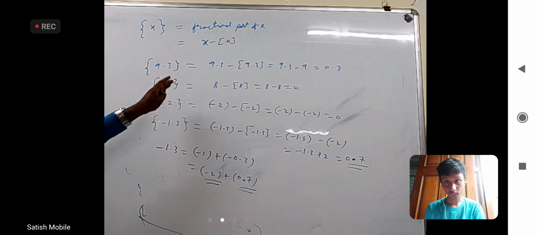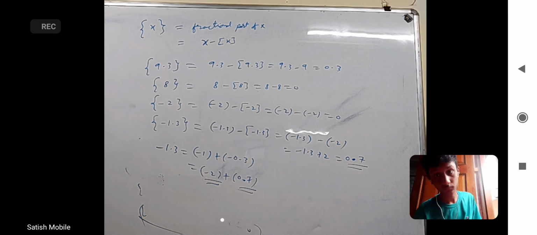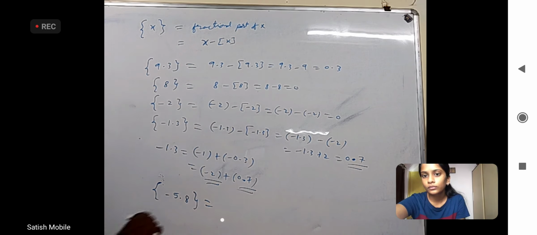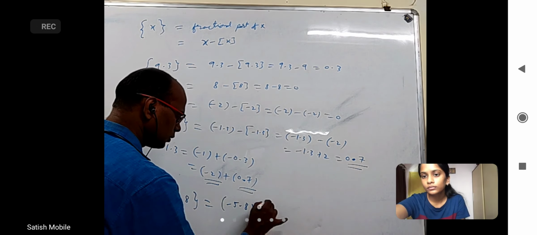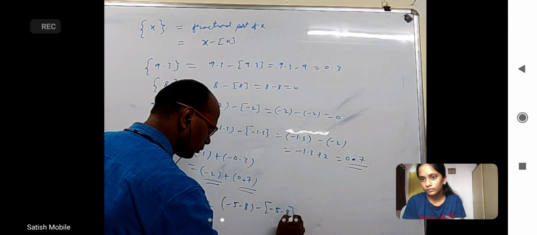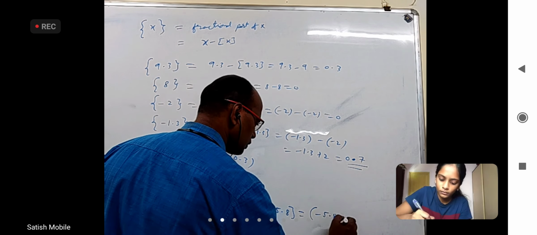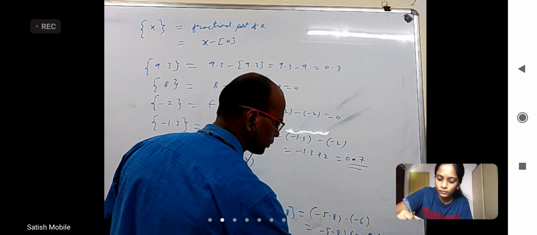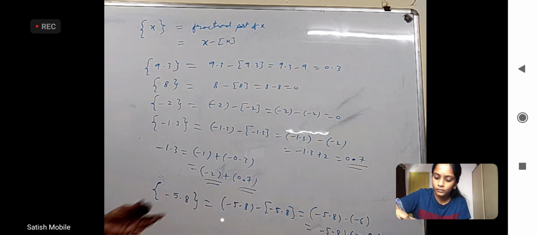For positive values, there is no confusion. It is very, very easy. For negative values, you have to be a little careful. What will be the fractional part of minus 5.8? Is it 0.8? It is actually 0.2. Yes. It will be minus 5.8 minus integer part of minus 5.8, which is minus 5.8 minus minus 6. Minus 5.8 plus 6, which is 0.2. Every time you don't have to do this. Once you understand, you will be able to write it directly.